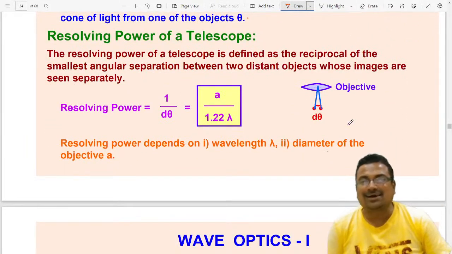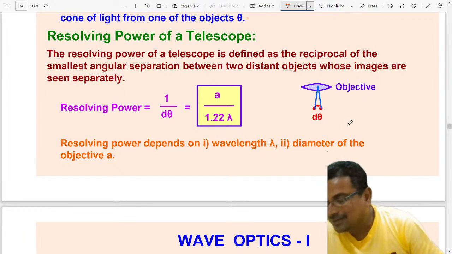Now what is resolving power of telescope?